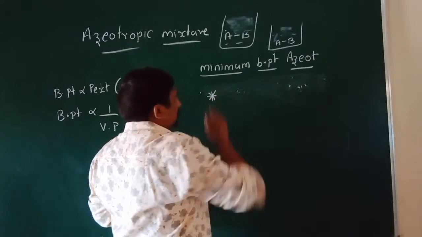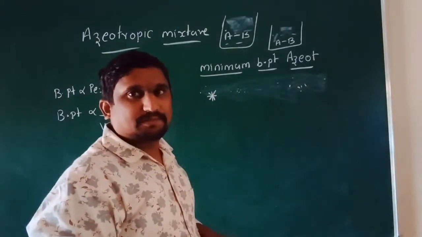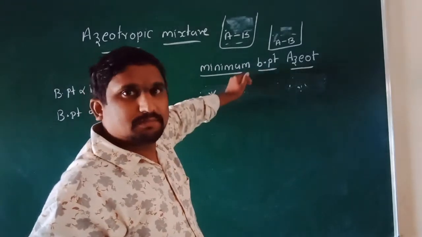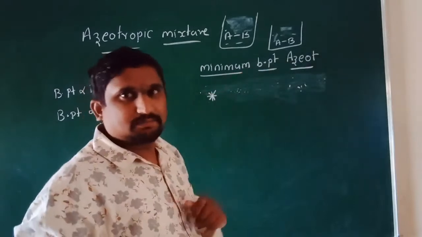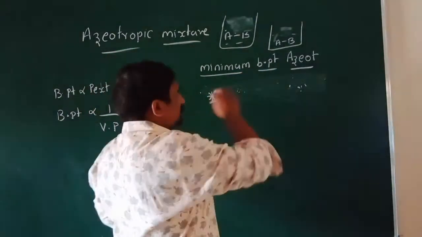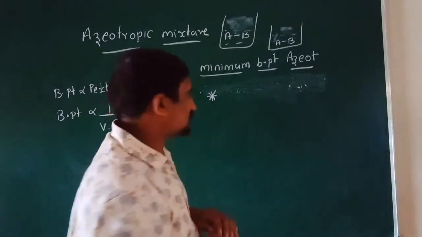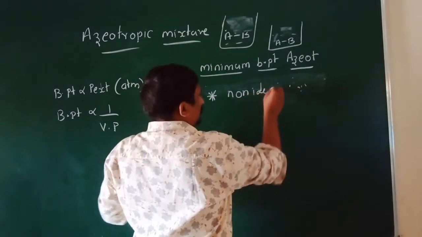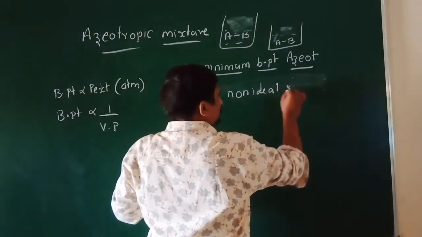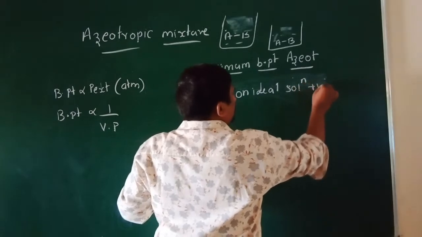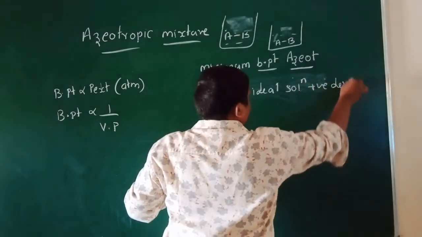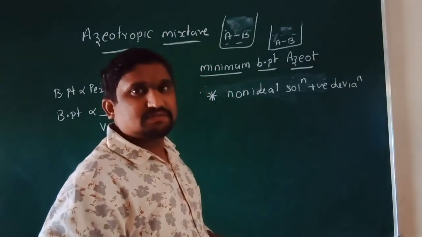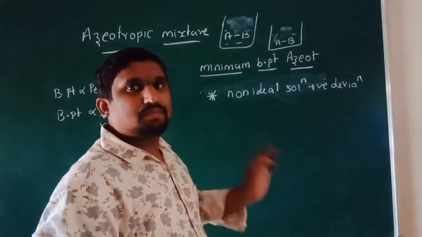Minimum boiling point azeotropic mixture is exhibited by non-ideal solutions. Boiling point to be minimum means vapor pressure to be maximum. That's why we say that minimum boiling point azeotropic mixtures are exhibited by non-ideal solutions showing positive deviation.